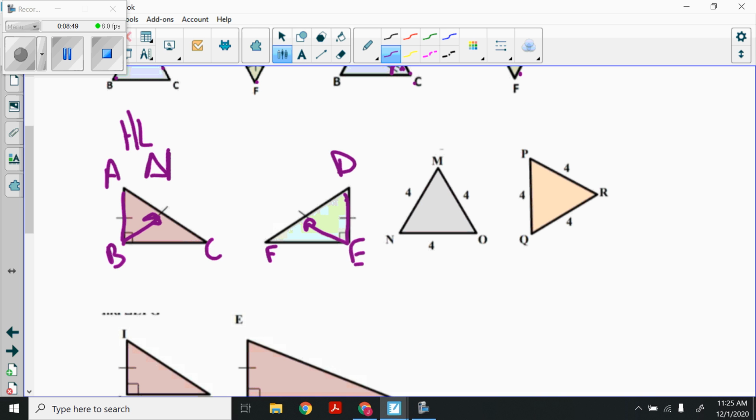So then I could say triangle ABC congruent to triangle, so I went my leg down to my other leg, but that's not marked, so DEF over here.